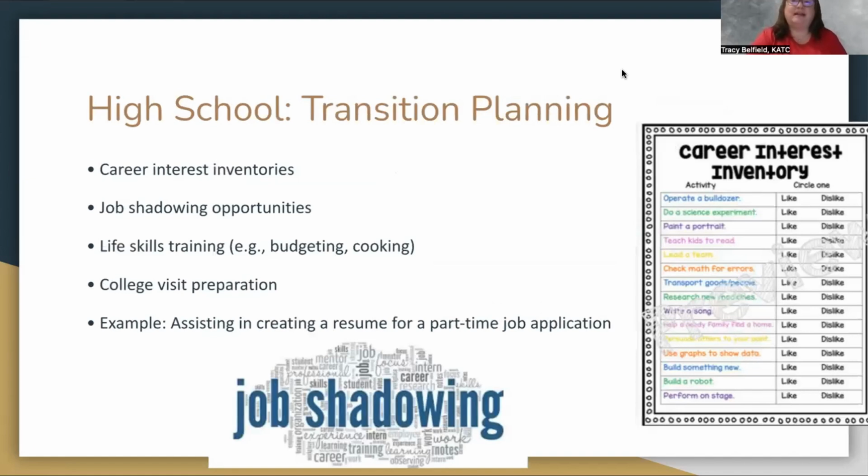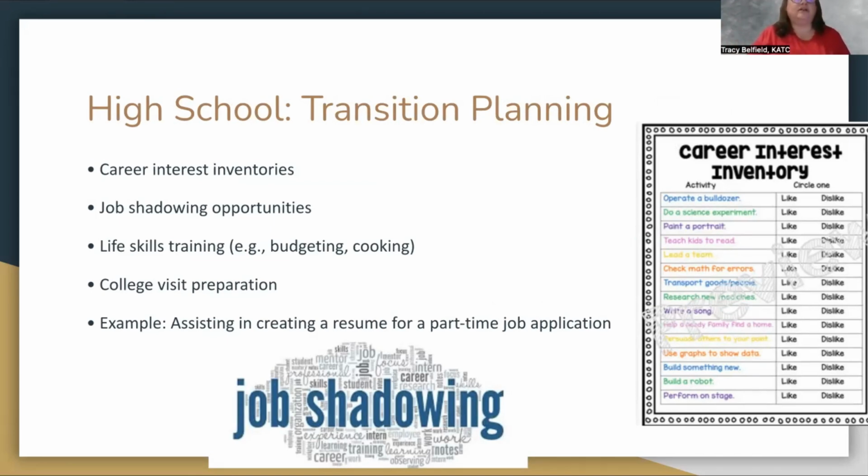Transition planning is huge for those high school age kids. So we need to start doing things like career interest inventories to see what potential careers they are interested in. And we have to be very careful that we presume competence in them, that we're not looking at a student and going, oh, they could never be XYZ. We need to find out what their interests are, help them explore that, and help them find ways to achieve those goals, because we never know what they can truly do.